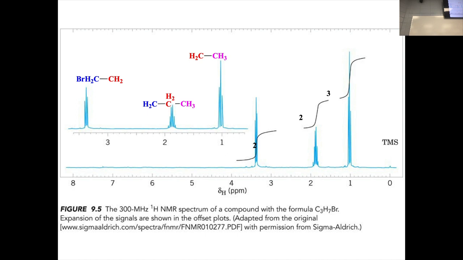And then CH3, it's the furthest away from the bromine, so it's going to be closer to 1 or 0. It only has 2 neighbors, so it's going to appear as a triplet.